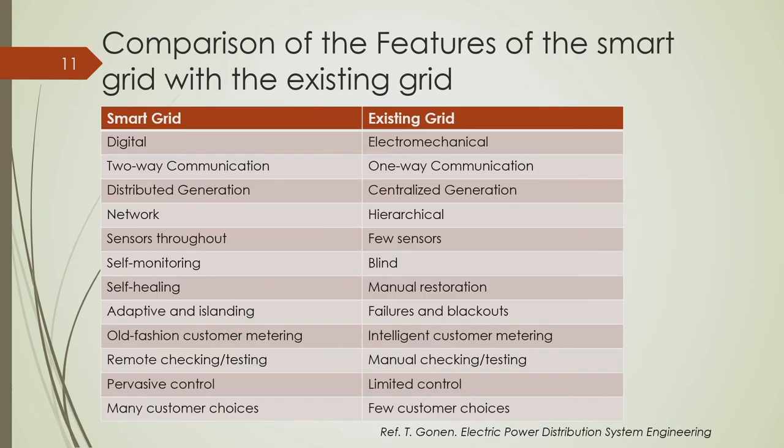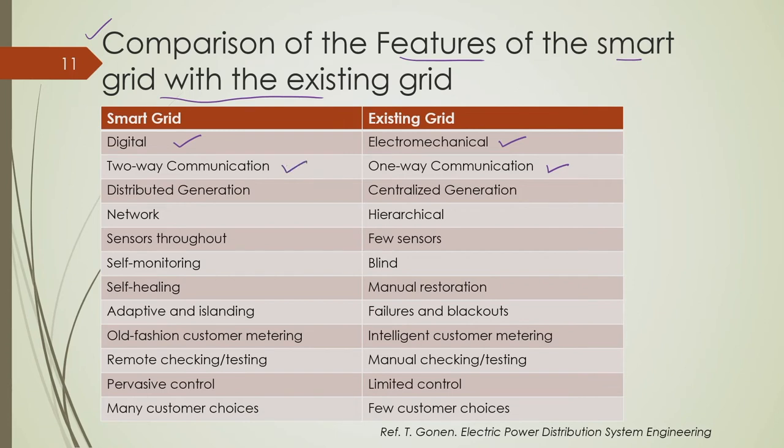Now, here we will compare the features of the smart grid and the existing grid. The existing grid's operation is electromechanical, whereas the smart grid operation should be fully digital. In the existing grid we have one-way communication, and sometimes there is no communication at all, but in the smart grid there should be bidirectional, or two-way, communication.